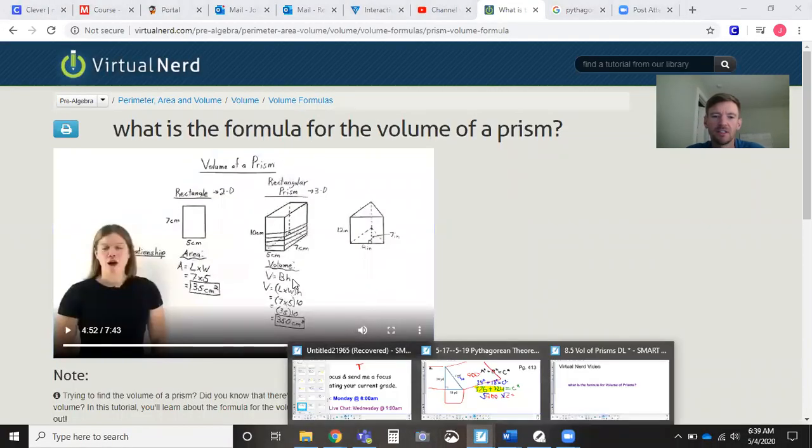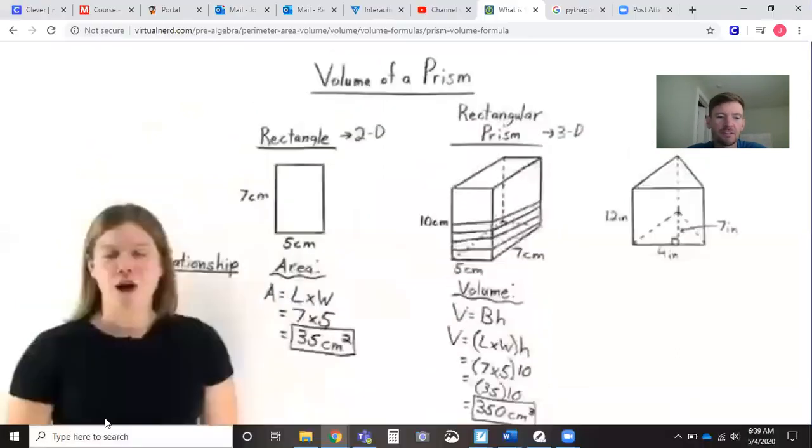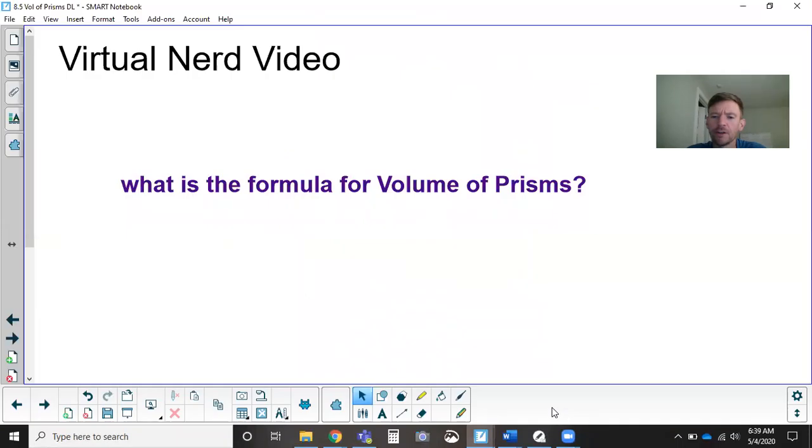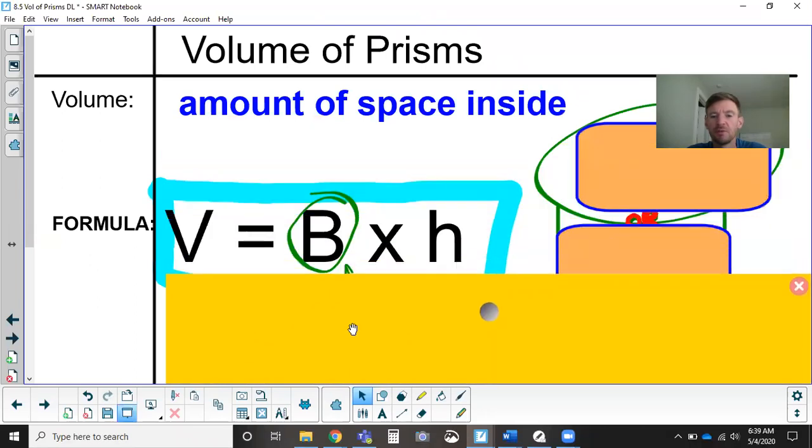So, like you said in the video, I'll go over it quick. You find the area of the base times the height. Now, the reason why it's cubic inches or centimeters to the third power is because you have 3 dimensions: length, width, and height. The formula for the volume of a prism, volume again being the space inside, is big B times H.